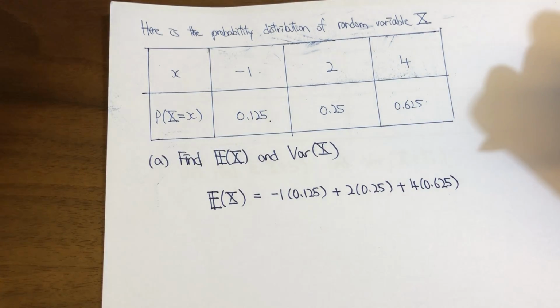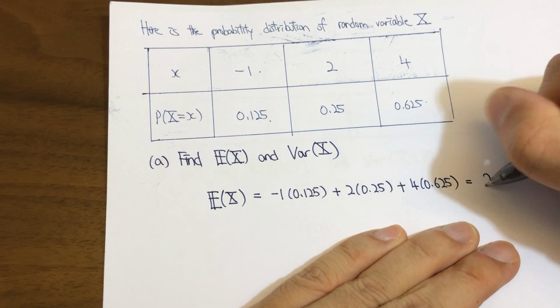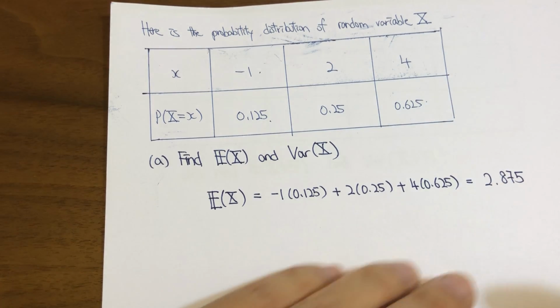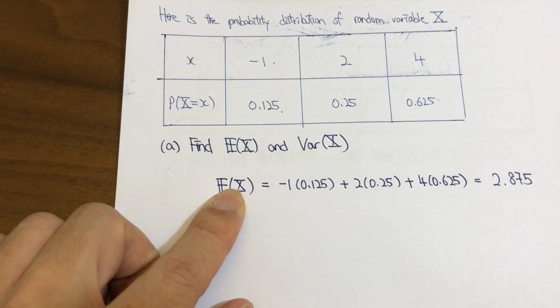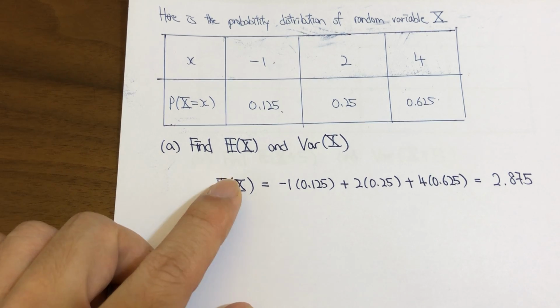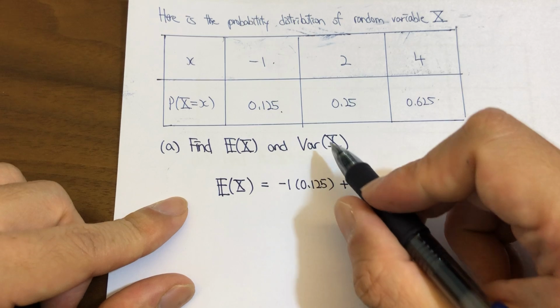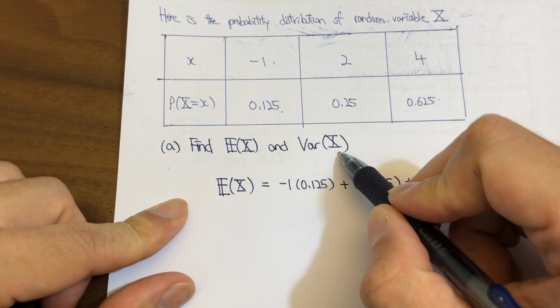And then we're going to add them up. It will be equal to 2.875. This is the expected value of x, or the average, or the mean of x. Now what about the variance of x? Do you remember how to find variance?